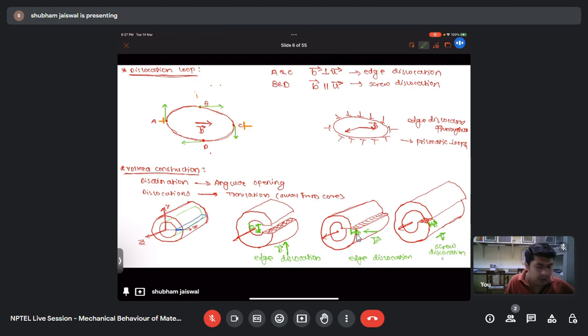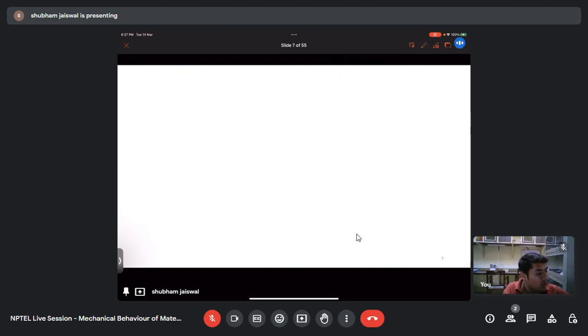So after this, we have seen what will happen if this is the cylinder and you open it angularly. Some angular tilt will be there, like these faces will not be exactly parallel to each other. In that case, we will get a disclination. So this is about the Volterra model, and then we studied the stress and strain field around the dislocation, how the stress is generated and what types of stress are there in the edge dislocation and screw dislocation. So first we will discuss the stress field around the screw dislocation.